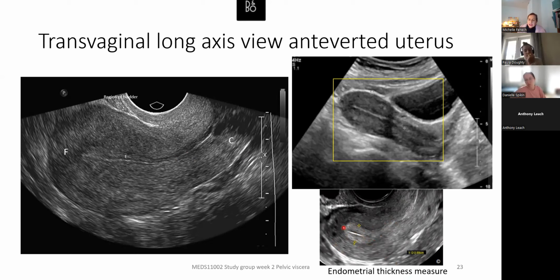You don't see this white line down here, but we're seeing it nice and clearly here because of physics, because the sound is being directed more perpendicular to this. It's hyperechoic because it's an interface, yeah. That white line is not actually tissue. You just see a little interface there, like you're seeing just here.